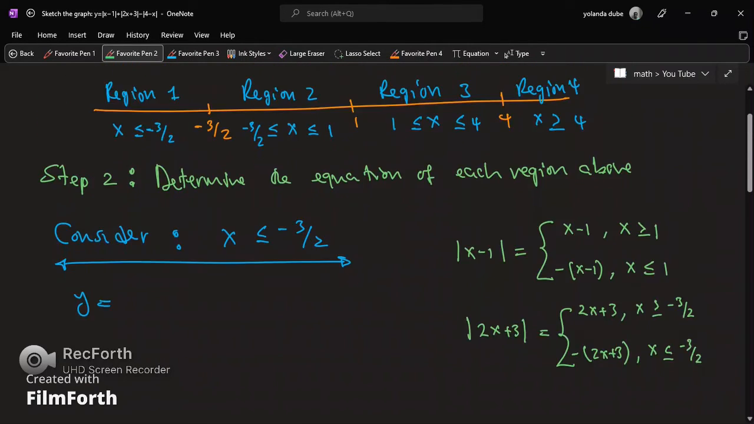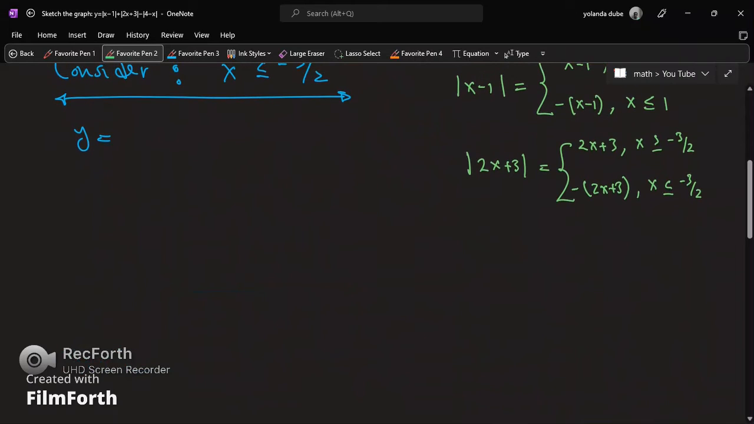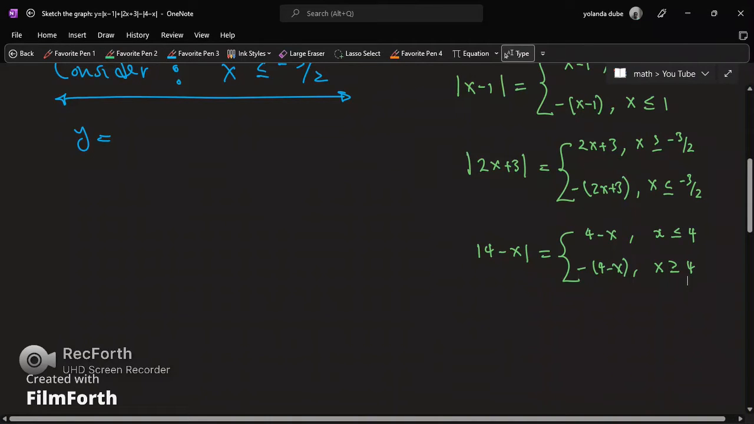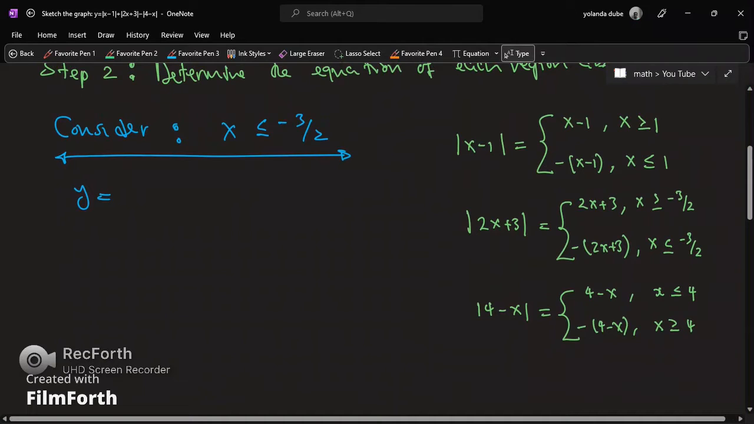Which brings us to the last function, which is |4 minus x|. Same thing. It is defined as follows according to the definition. It is positive 4 minus x every time when that expression is greater than 0. So when x is less than or equal to 4, this function is always positive, but it becomes negative (4 minus x) every time when x is greater or equal to 4, like that. So now we know how these functions are defined by making use of the definition.